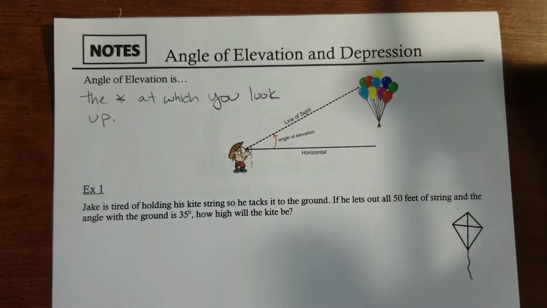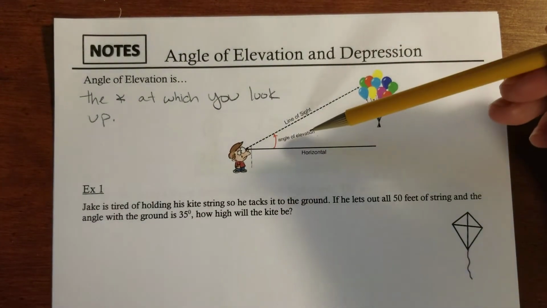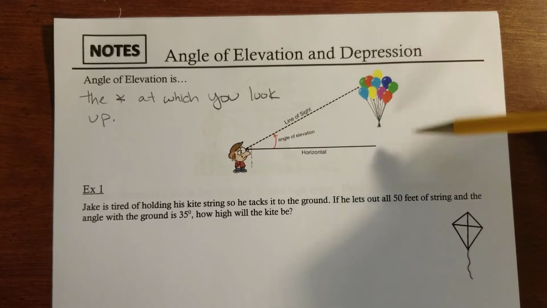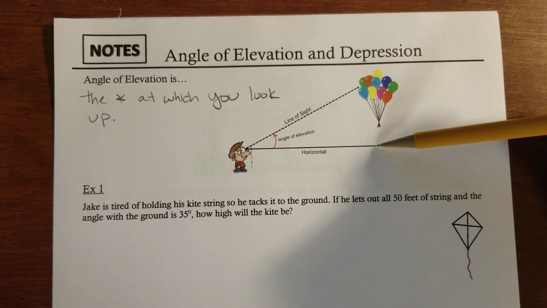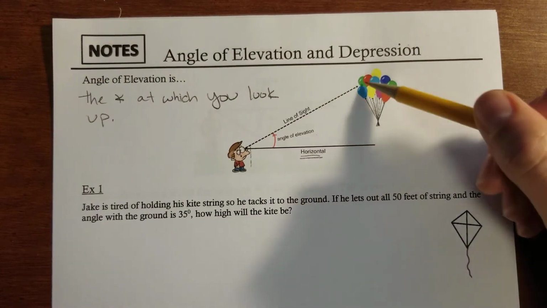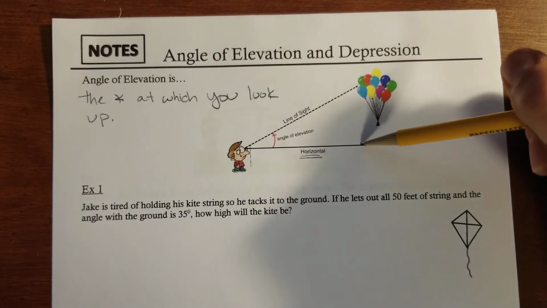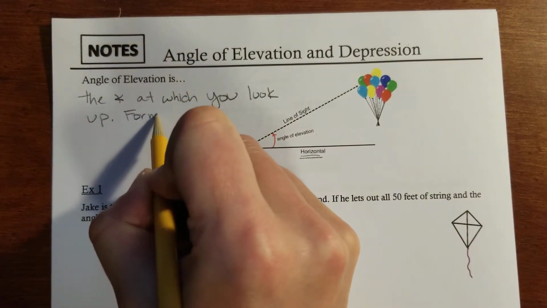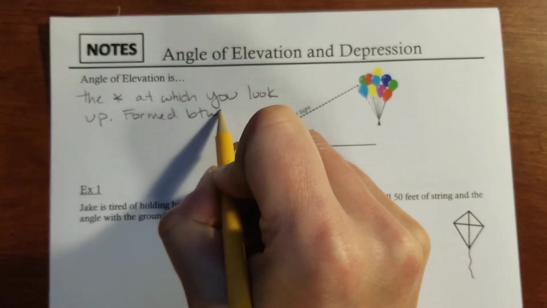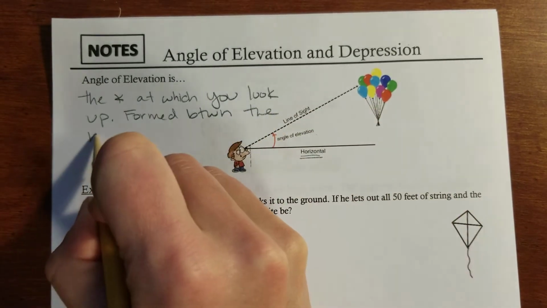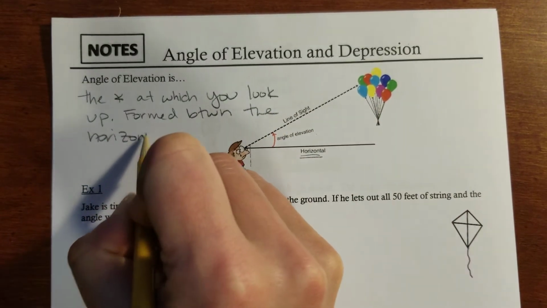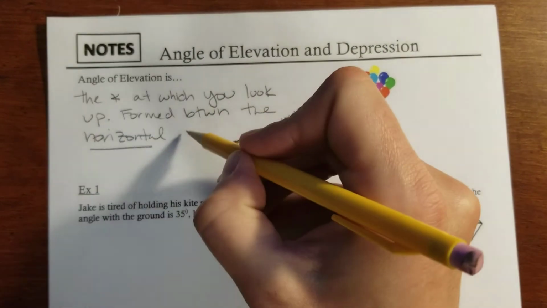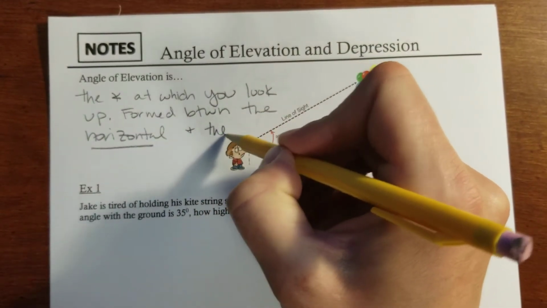Now, what's really important about this is your angle of elevation and the angle of depression, when we get to that in a minute, are always formed between the horizontal. That's really important. The horizontal and the thing that you're looking at. So between the horizontal and your line of sight. I would honestly underline, box, star. It's got to be between the horizontal and the line of sight.